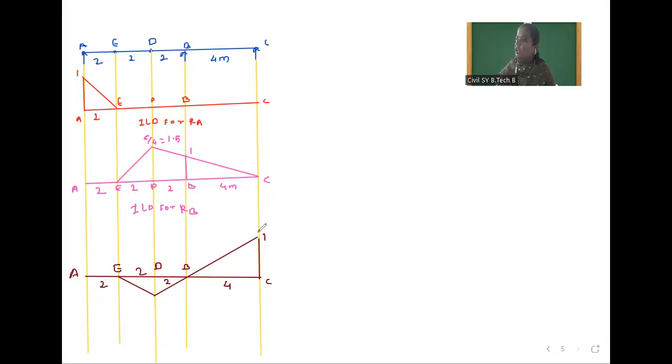4 साठी 1 आहे, तर 2 साठी किती असेल ही व्हॅल्यू बघा. This is 0.5. So this is the ILD for RC.